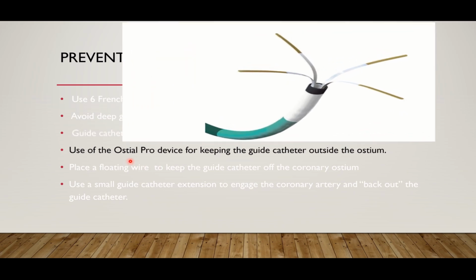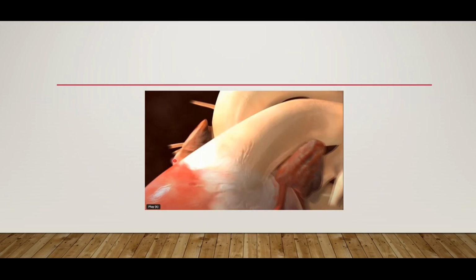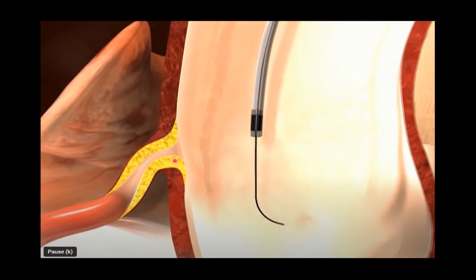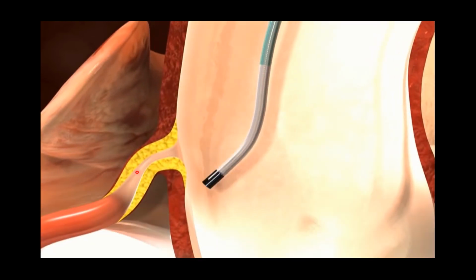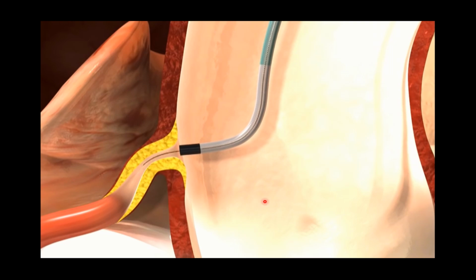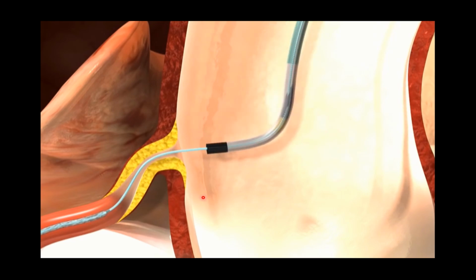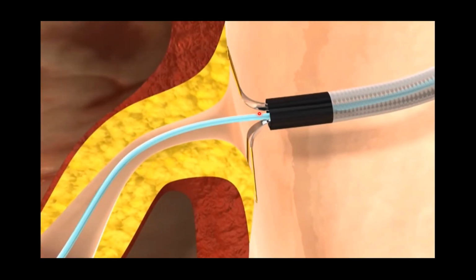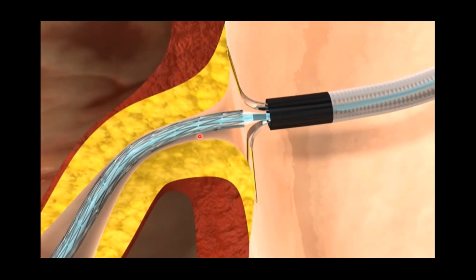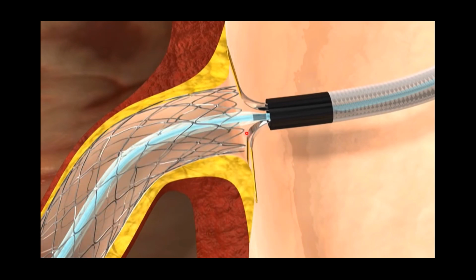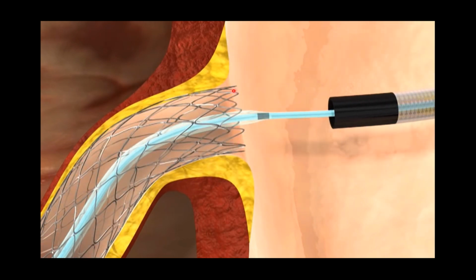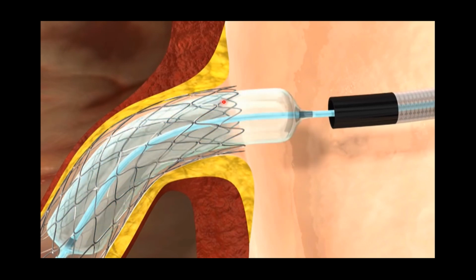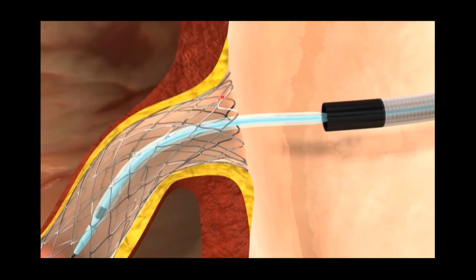Another solution is to use the Ostial Pro device. Let's see this short animation. Engage the RCA, then wiring, then introduce your stent, then disengage and insert your Ostial Pro device. It will prevent the guiding catheter from engagement. Secondly, it will demarcate the ostium of the RCA, and then deploy your stent and do ostial flaring.